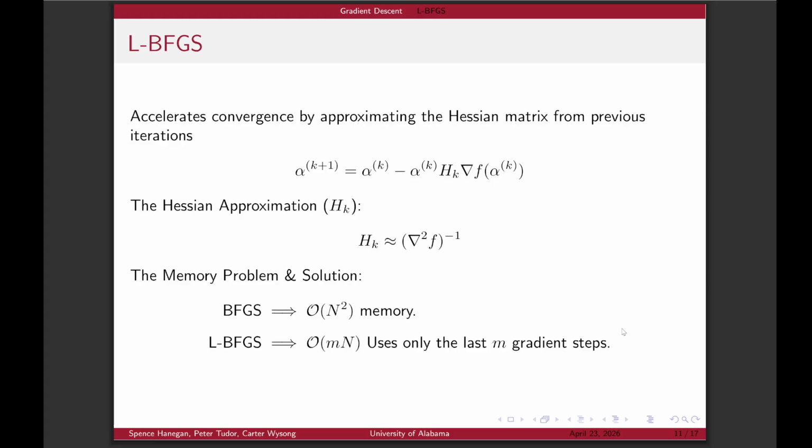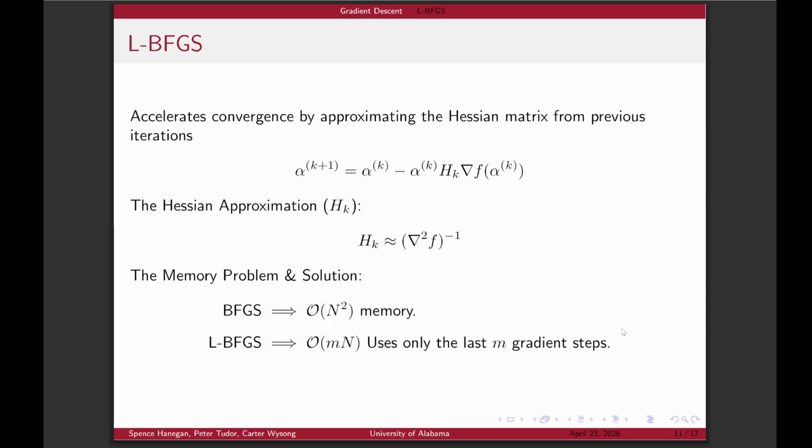Finally, the LBFGS algorithm was implemented, and it accelerates convergence by approximating the Hessian matrix from the previous iterations of the gradient descent algorithm. Alpha of k plus 1 equals alpha of k, the previous point, minus alpha of k times the Hessian matrix times the gradient at alpha of k. The Hessian approximation is approximately the inverse of the Laplacian of the cost function.